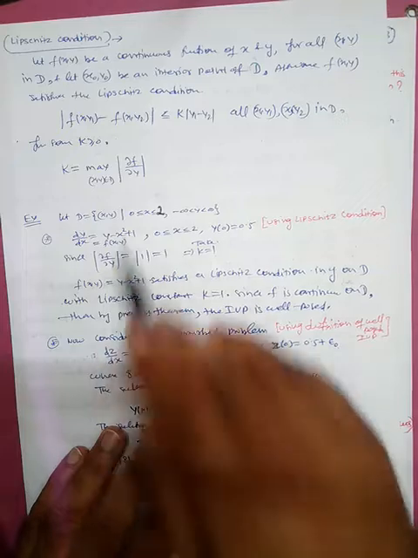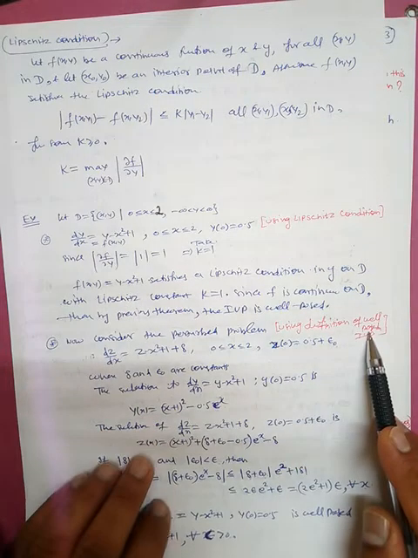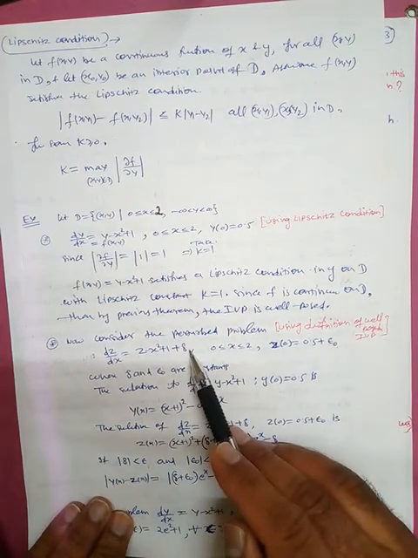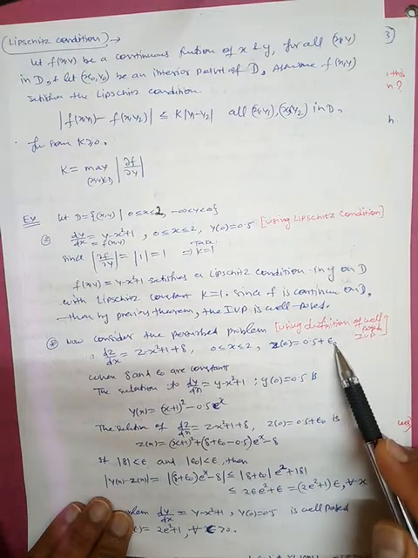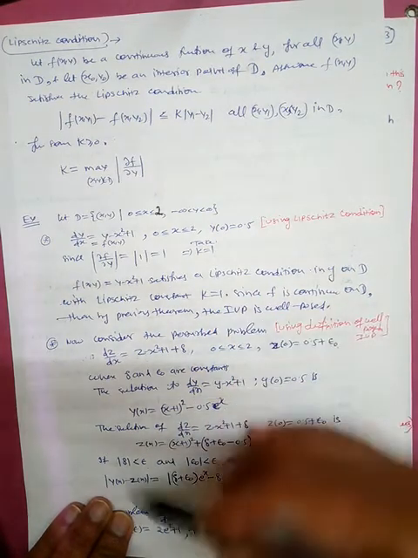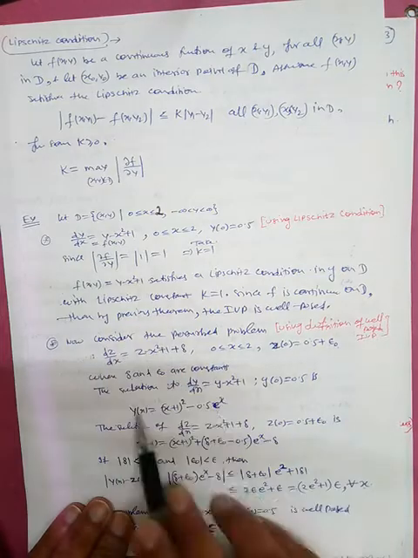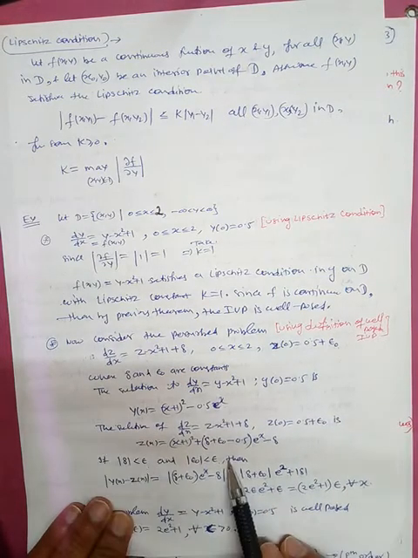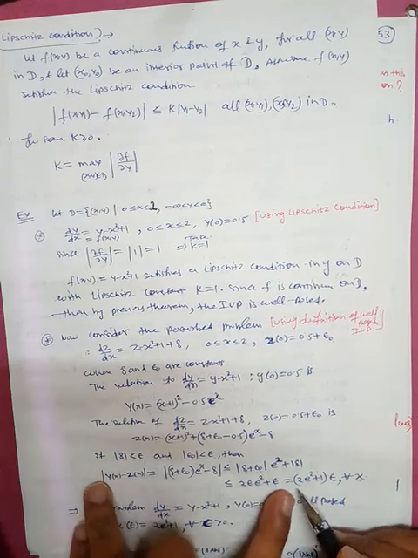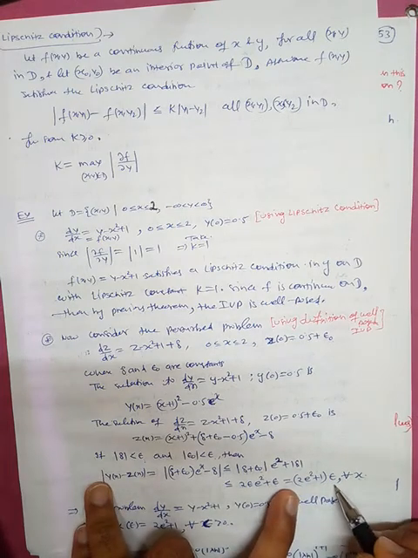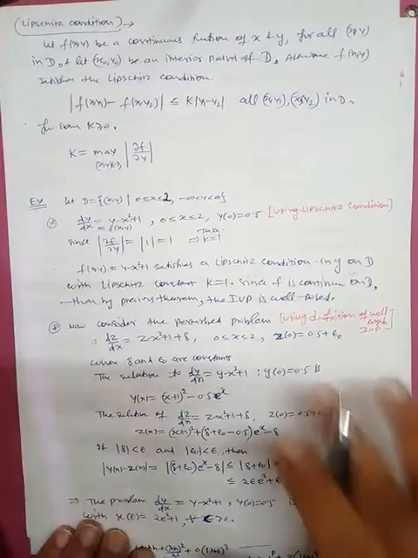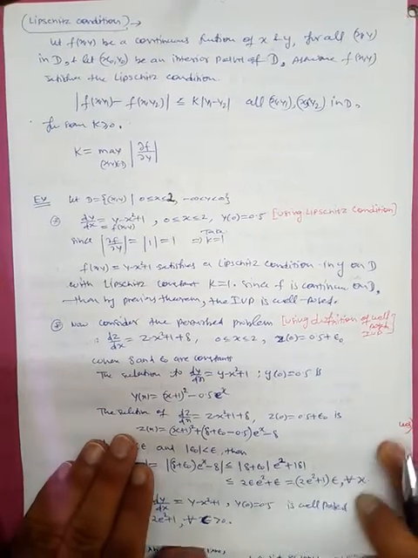Now the same problem is discussed with the help of the well-posed definition. Here we introduced an error in the differential equation as well as some error in the initial condition, and then we found the solutions both for the exact problem and for the perturbed problem. Then we take the difference, and if this difference is less than or equal to some constant k into some epsilon, then we say that the problem is well posed. So this is the well-posedness.